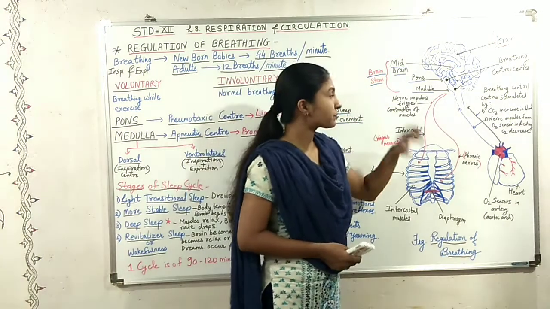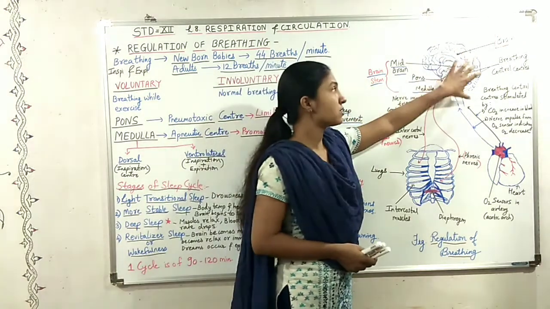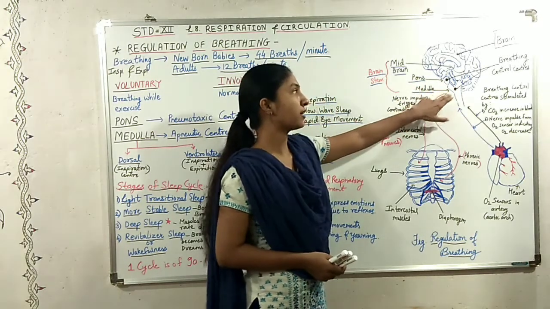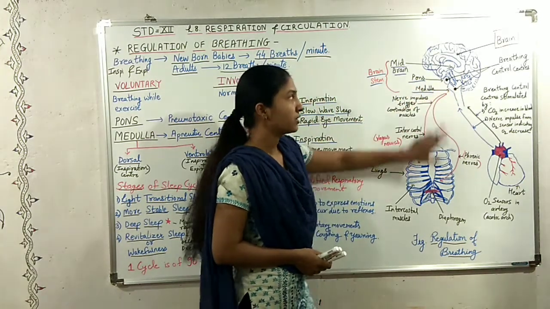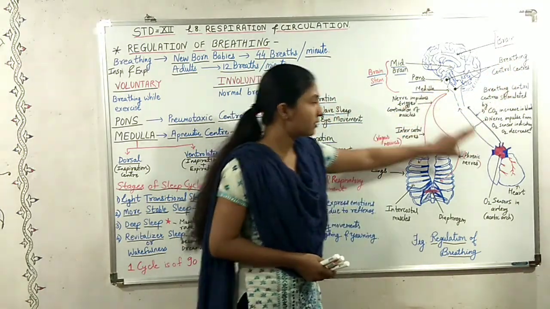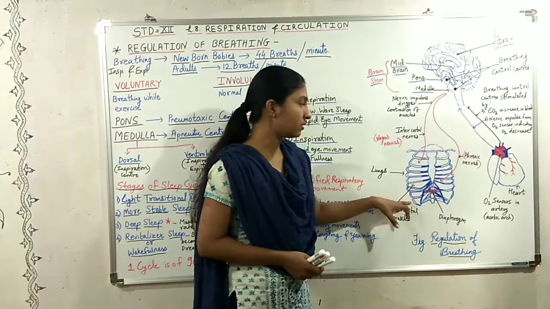So here, this is the brain, and these 2 points, one is the pons and the other is the medulla. These are called the breathing control centers. And this is the heart and these are the lungs.